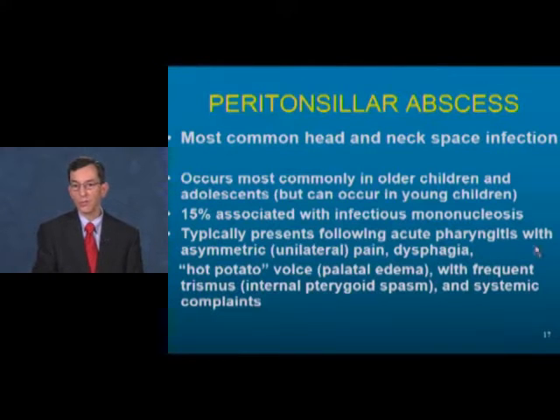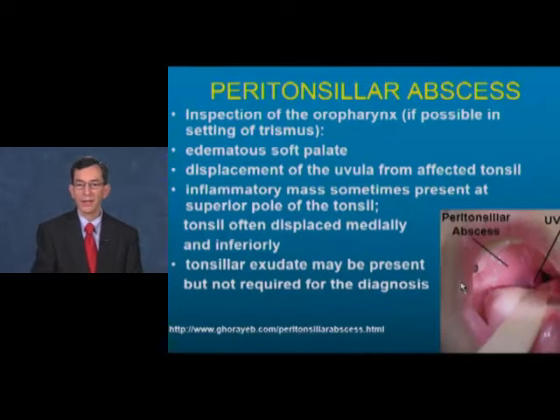These children are often febrile and systemically ill. One doesn't need fancy imaging to make this diagnosis. In principle, a simple look into the mouth, if the child's old enough to cooperate, demonstrates classic findings of asymmetric tonsillar enlargement with displacement of the uvula to the opposite side of the oral pharynx. There's often marked edema of the uvula as well. One may or may not see an exudate on the tonsillar surface. Its absence does not exclude this diagnosis.